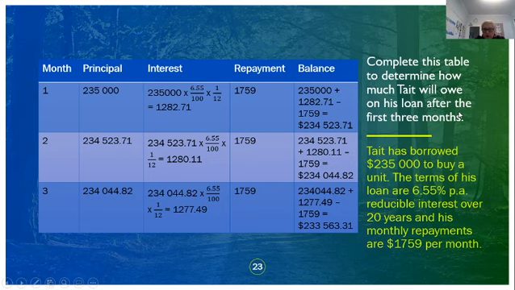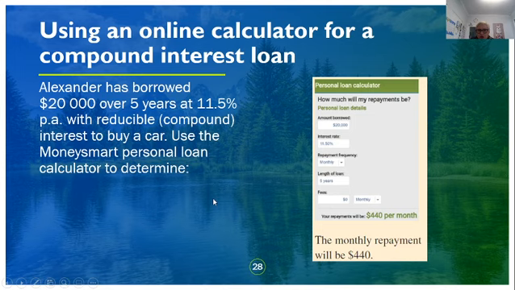Okay, now we're going to look at how you do it on the online calculator. So, first of all, Alexander borrowed $20,000 over 5 years at 11.5% with reducible compound interest to buy a car. Use the Money Smart personal loan calculator to determine. So we stick it in 20,000, 11.5 monthly, 5 years, and he's going to pay it monthly. Right, so it tells you straight up their repayments will be $440 per month.